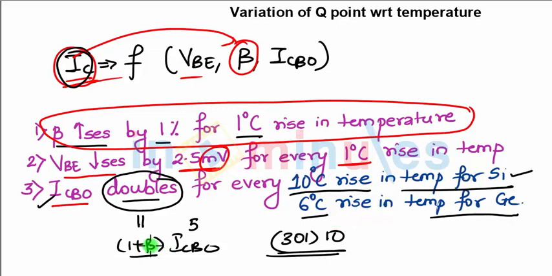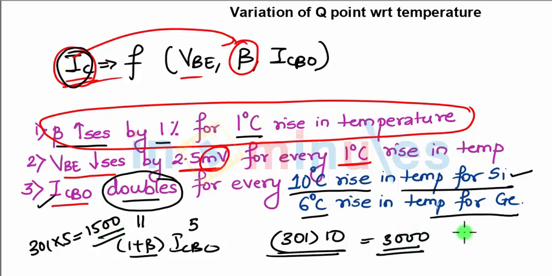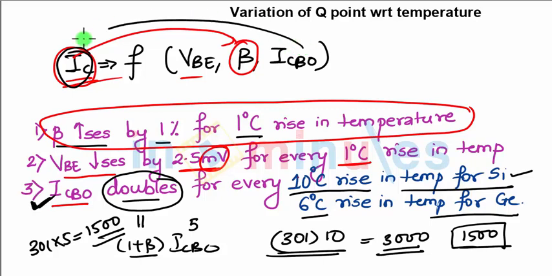So initially it was 301 into 5, which comes to around 1500. Now it is coming to 3000. So your IC is increasing by 1500. The change in IC will be 1500 milliamperes. So your IC will be driven more towards saturation if your ICBO changes with temperature, which will affect the Q point, and the Q point will be drifting to the saturation region.